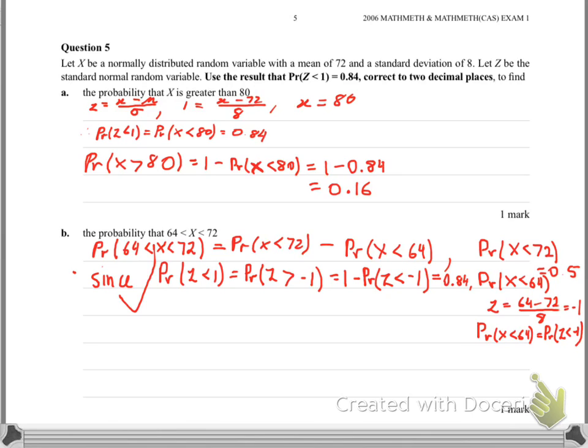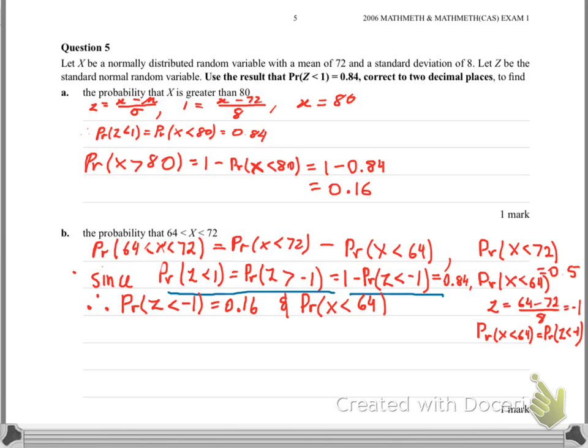So just by using some symmetry of the standard normal curve, then this part here is important to highlight, and using the complement of an event, we form this expression, and from that we're able to then go ahead and work out the probability for z less than -1, which is the same as when x is less than 64. And putting it together, we get 0.34.